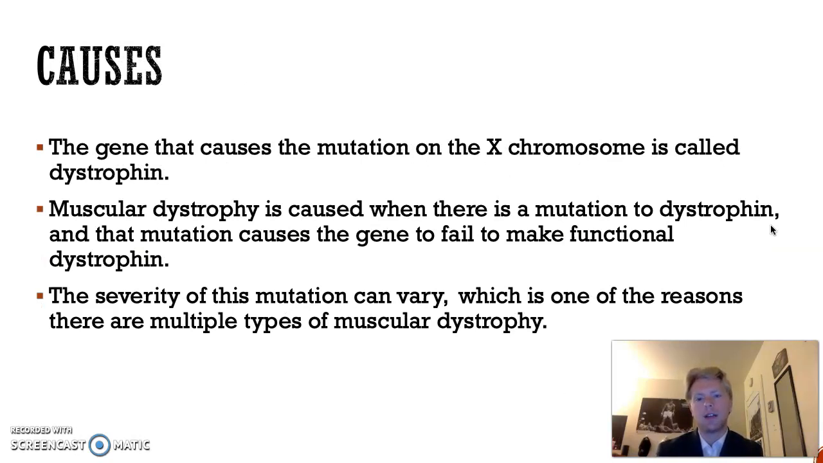Again, it's the X chromosome that's mutated, and the mutation affects the dystrophin production on the X chromosome. So muscular dystrophy is caused when there is a mutation to the dystrophin gene, and that gene fails to make functional dystrophin. The severity of this mutation can be different depending on which type you have, and that's why there are multiple types, because there are different mutations of that gene.